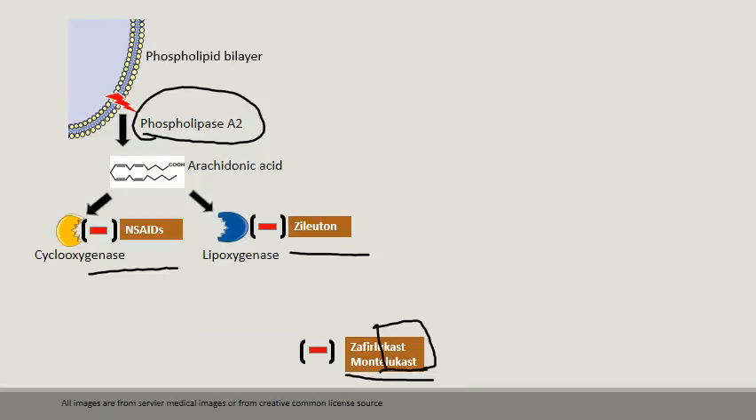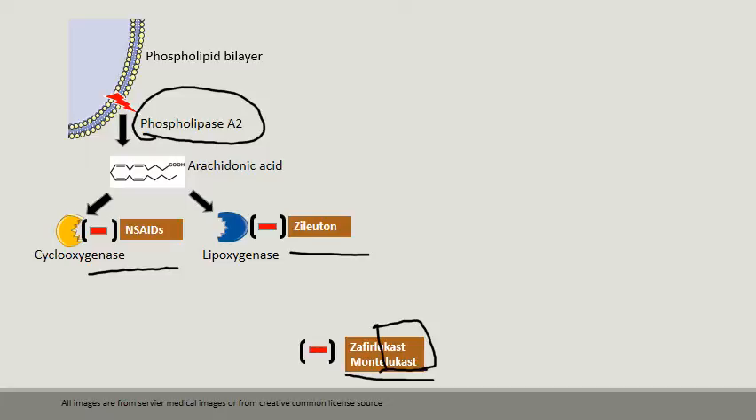So imagine we have NSAIDs for the cyclooxygenase inhibition, which prevents the production of prostaglandins, and then we have xylitol and then zafirlukast, montelukast, which inhibit the leukotriene pathway. What if we have a drug which inhibits the enzyme phospholipase A2? Won't it be wonderful? Do we have a drug?